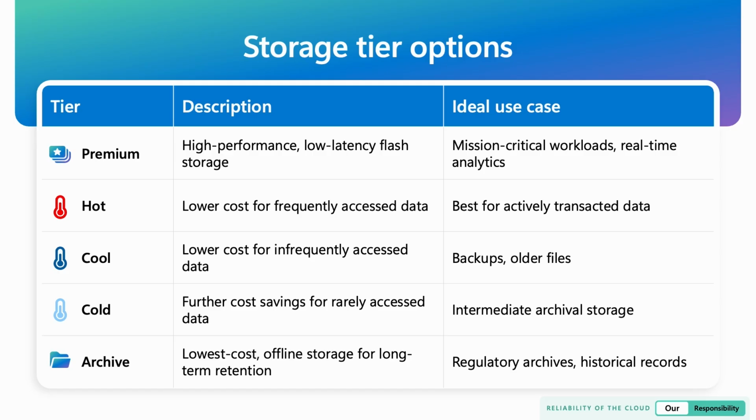So an energy company may use the archive tier for long-term retention of seismic data, enabling future exploration or analysis of existing fields. And when new opportunities arise, they can rehydrate the necessary data from archive to premium, enabling rapid analysis once the rehydration process has completed.